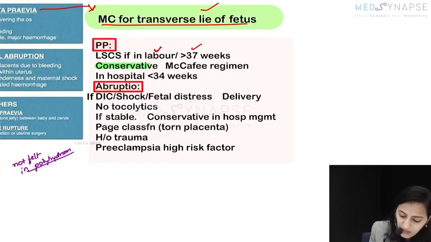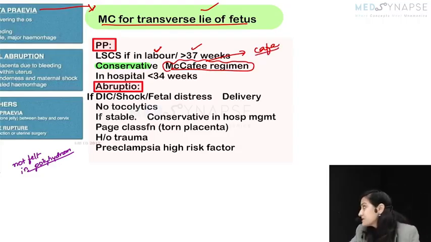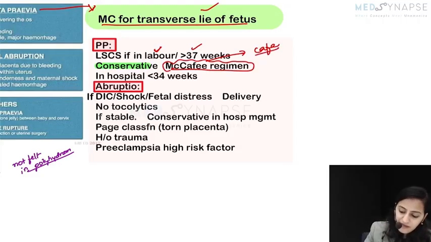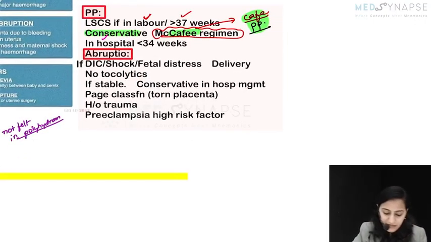What is the regimen called as? McAfee. Remember, McAfee regimen is for placenta previa or abruption. Cafe में coffee PP. Cafe is PP. McAfee is PP. So conservative in hospital management if it is less than 34.